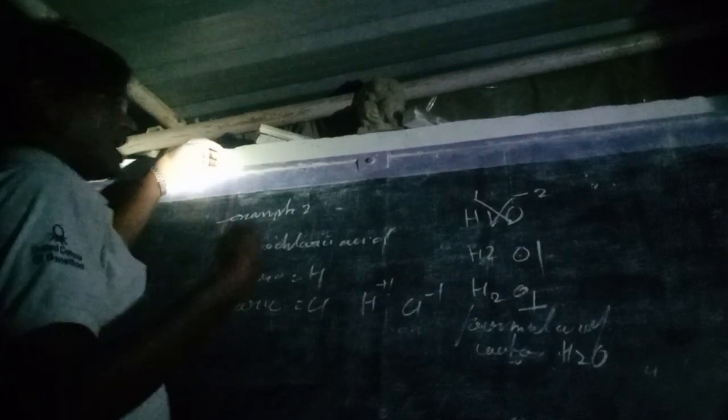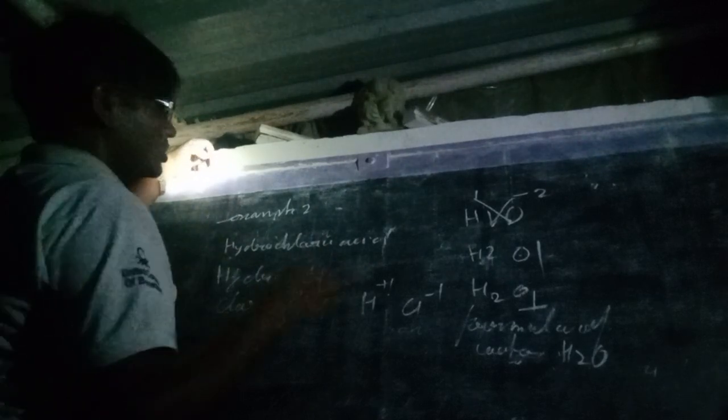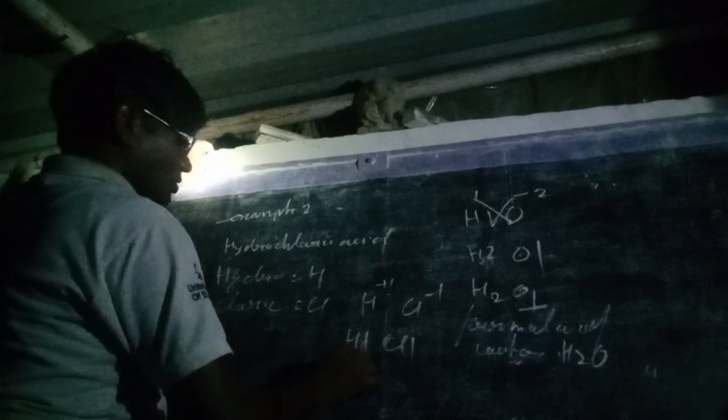I have already told you that if the oxidation numbers of both elements of a compound are the same, then we cancel them out and remove them. So 1 cannot be written as a subscript. So H is 1 and Cl is 1. We don't write minus and plus. So H subscript 1, Cl subscript 1, then HCl. This is the formula of hydrochloric acid.